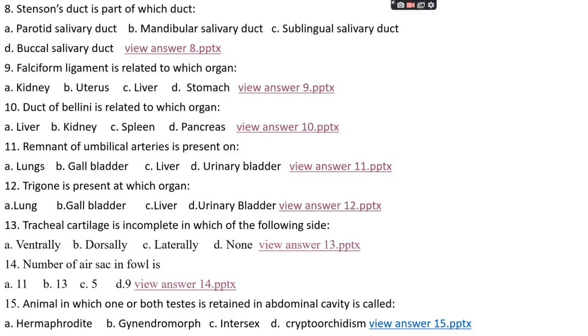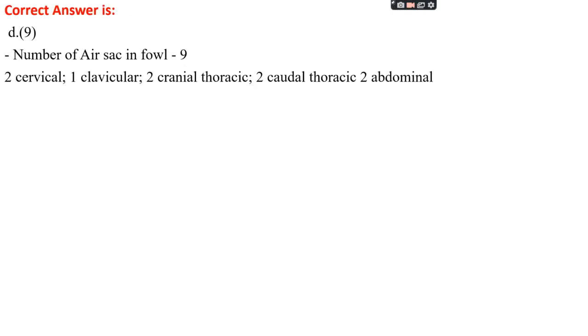Question number 14. Number of air sacs in fowl is: option A 11, option B 13, option C 5, option D 9. The right answer is option D, that is 9. There are 9 air sacs present in fowl: 2 cervical air sacs, 1 clavicular, 2 cranial thoracic, 2 caudal thoracic, and 2 abdominal air sacs.